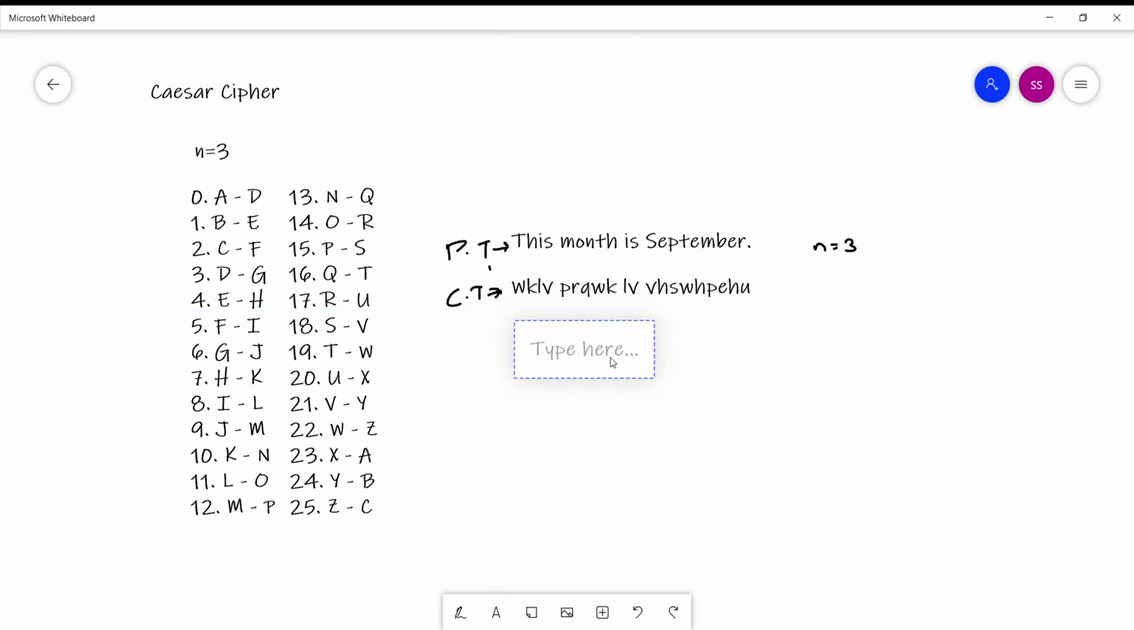So now my ciphertext is this, and I want to decrypt it to plain text, right? So W will become, now we have to see just the opposite. Initially from plain text to ciphertext, we were looking like T was here and that encrypted to W.